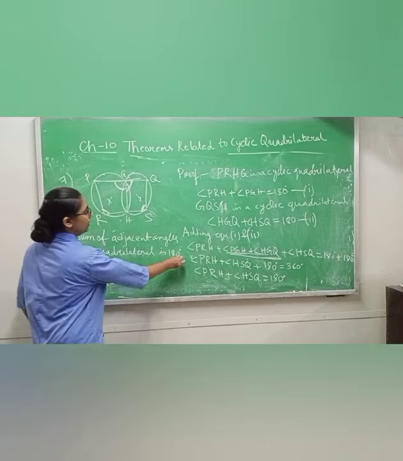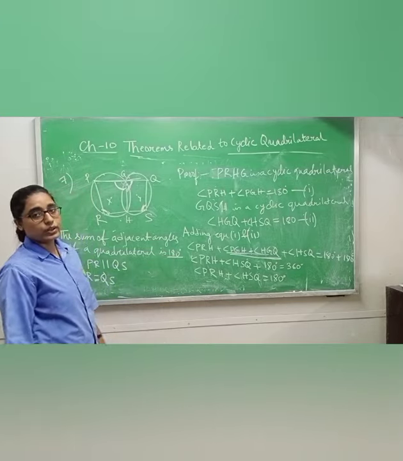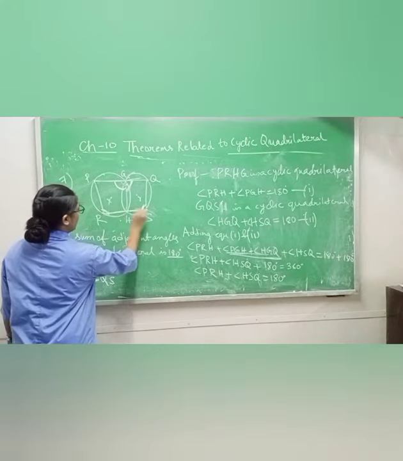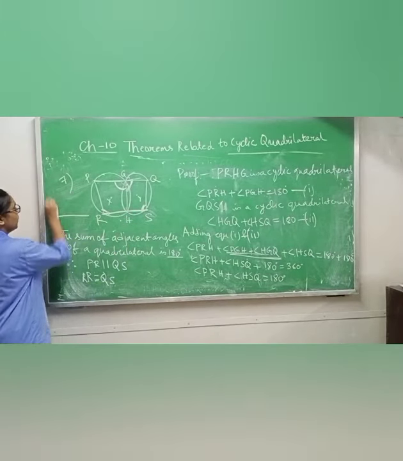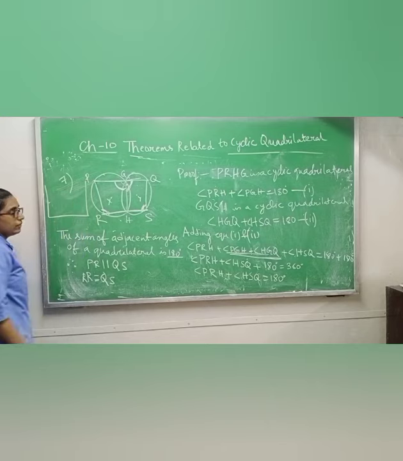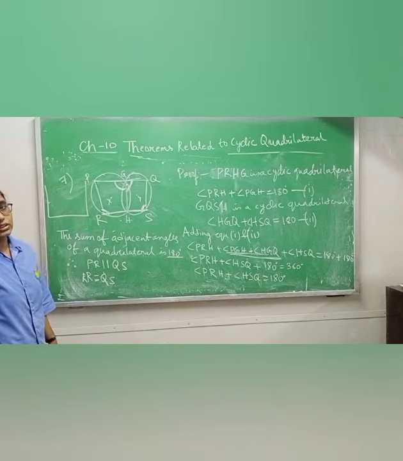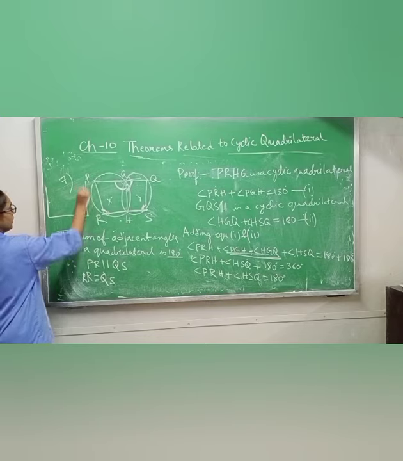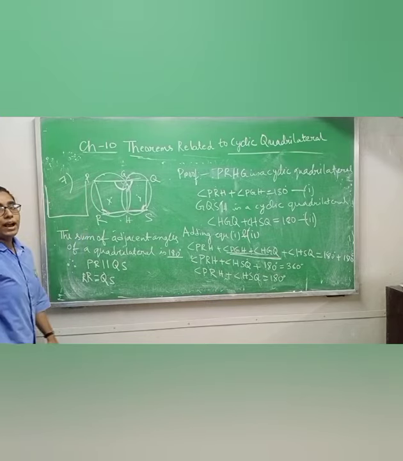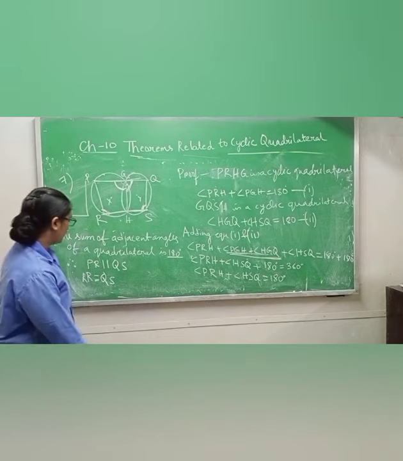Why are they also parallel? The sum of the adjacent angles is 180 degrees. Means this one is a straight line, and if you draw two lines on a straight line, they will be parallel to each other. Okay, so this one is proved.